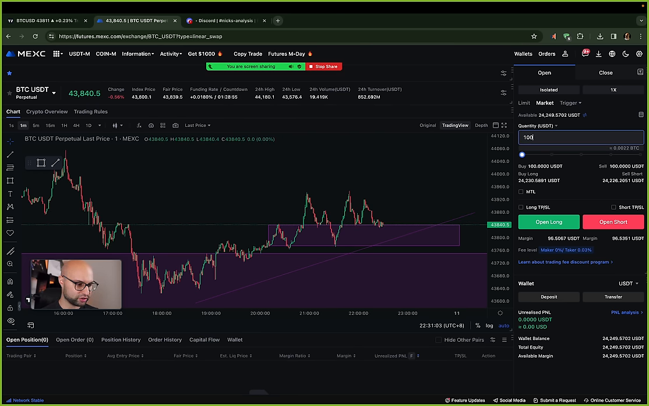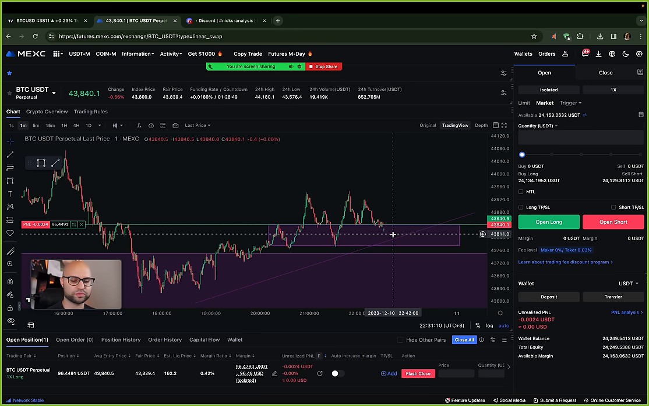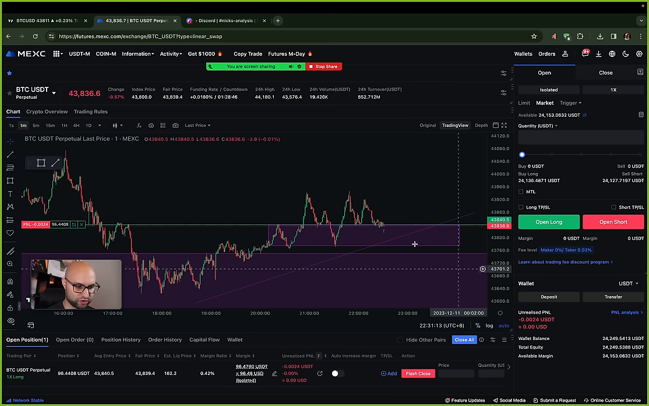We're just going to buy 100 USD Tether. This is one of my little gambling accounts here that I just have in crypto to play around on futures. So we're going to buy. Sweet. So we bought 100 USD Tether worth of Bitcoin.